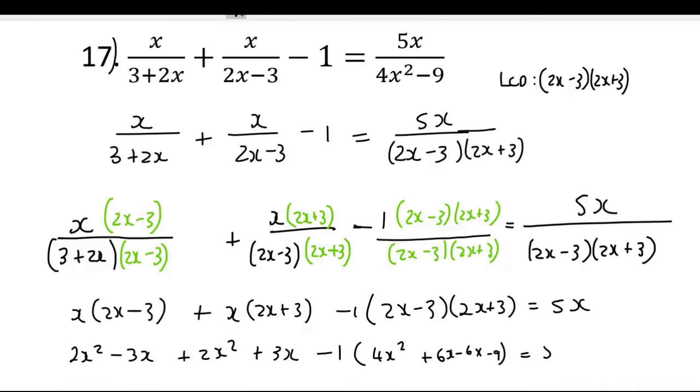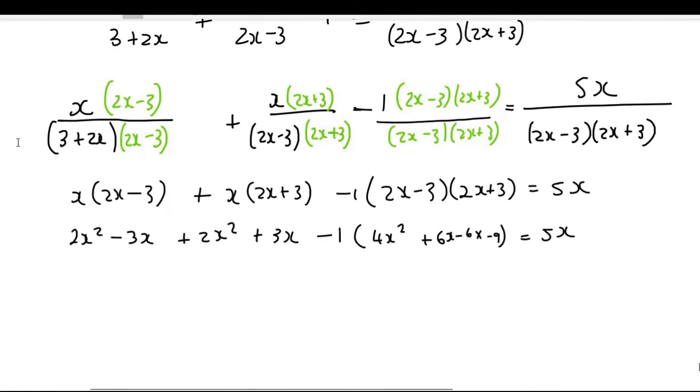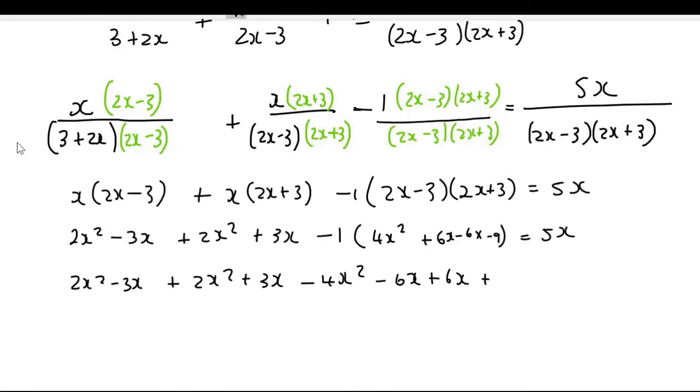Like that. And then in the next step, we can put the minus 1 in. Don't try to do it all in one step. So that's going to give us 2x squared minus 3x plus 2x squared plus 3x minus 4x squared minus 6x plus 6x plus 9 equals to 5x. Okay, so now we can simplify a little bit.